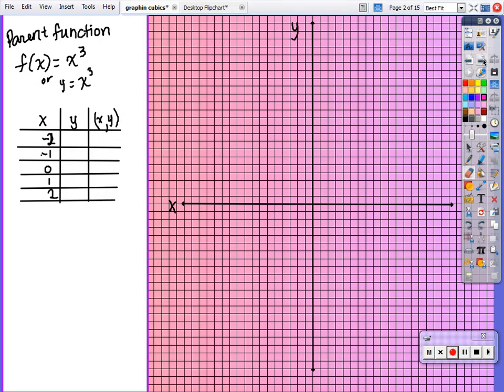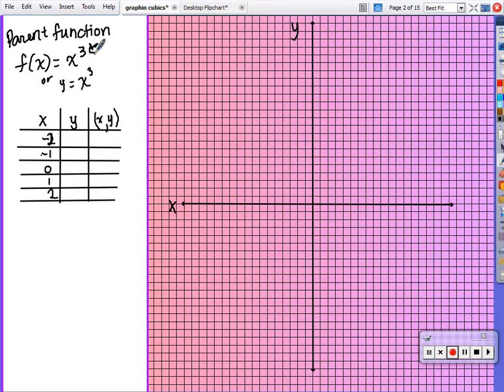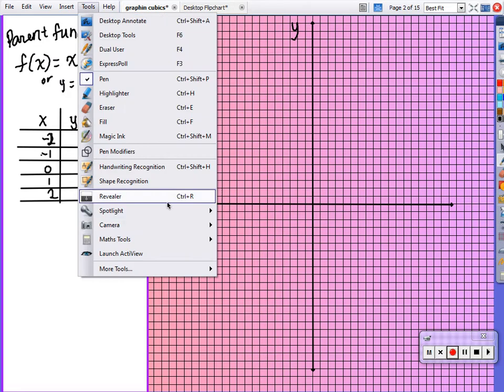Alright, so here's the parent function. F of x is equal to x cubed, or y equals x cubed. So basically what you guys are going to have to do with these is, once you get a cubed function, you can't draw perfect graphs. You can only sketch them out and get pretty close. So what you do is you get your calculator out. So I'm going to grab my calculator.